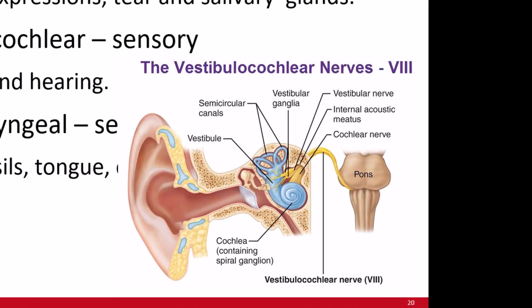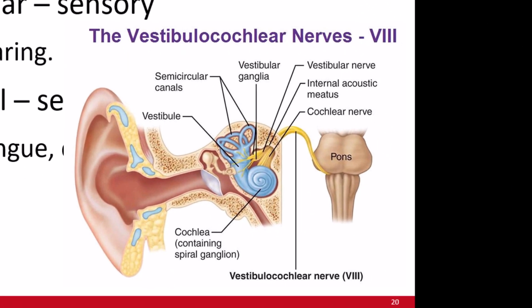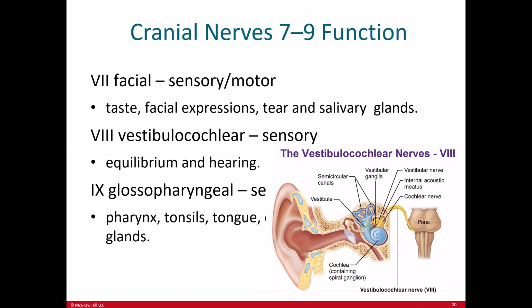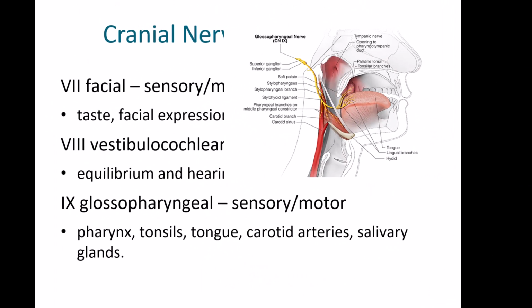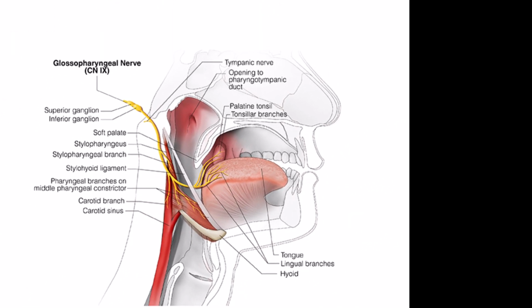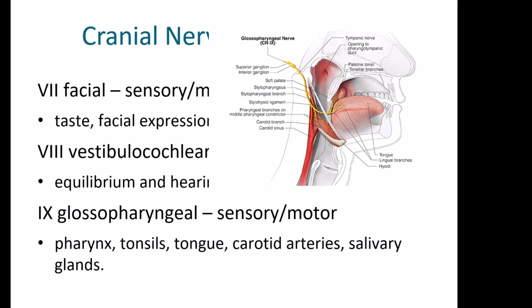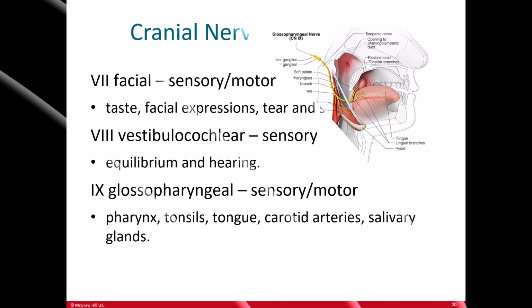Our eighth cranial nerve is known as the vestibulocochlear, and it is a sensory nerve, and this is responsible for our equilibrium and hearing. And our ninth cranial nerve is glossopharyngeal, which is a sensory and motor nerve, and it's responsible for the pharynx, tonsils, tongue, carotid arteries, and salivary glands.